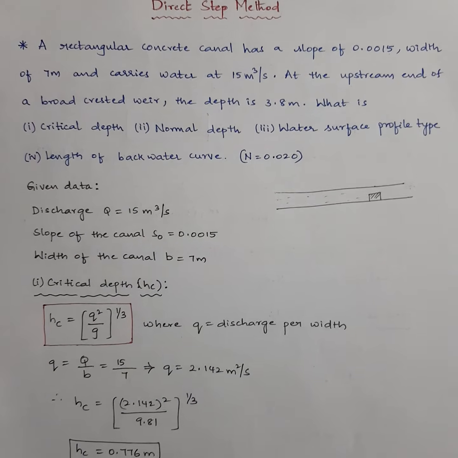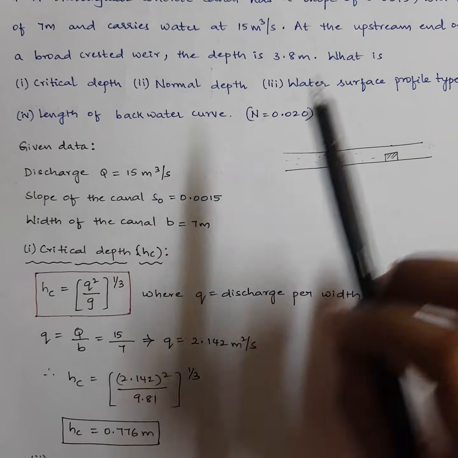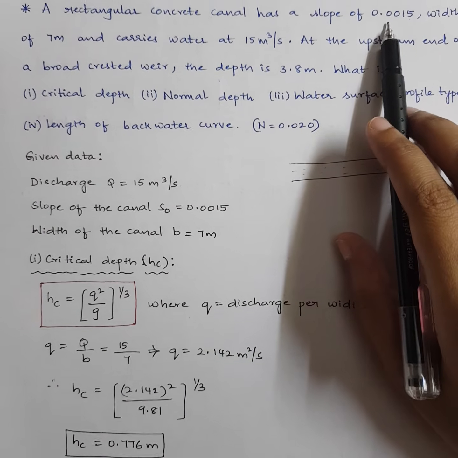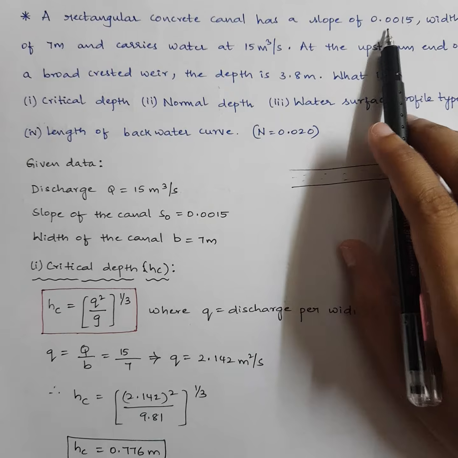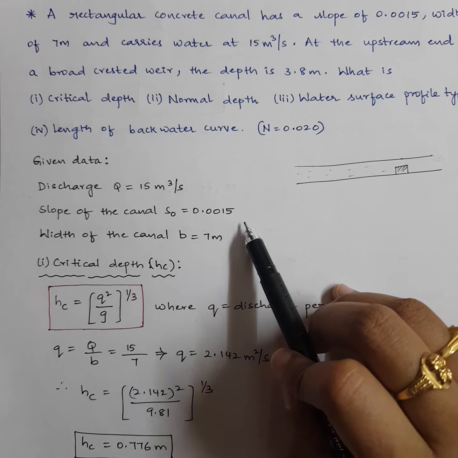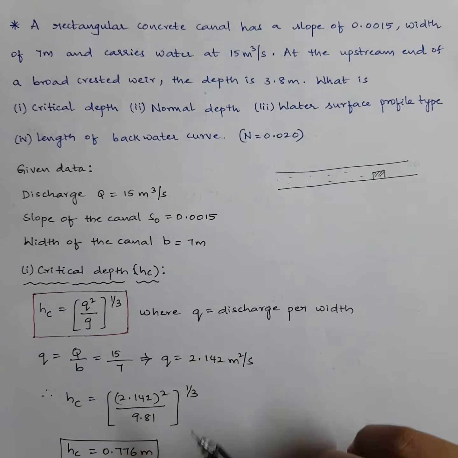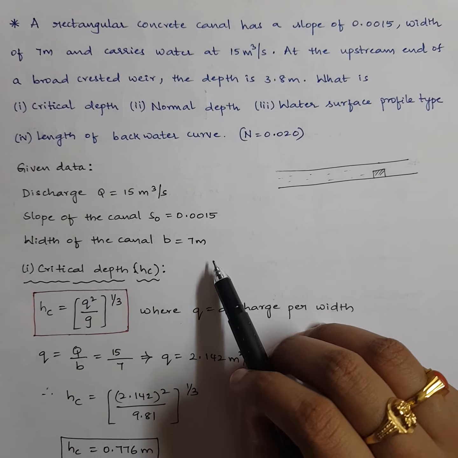Let's write the given data first. Discharge is 15 meter cube per second. Slope of the canal is given. Slope of the canal or channel is S0, which is nothing but the bed slope. So S0 is equal to 0.0015, and the width of the canal is given to us. It's a rectangular canal, so the width is B, which is 7 meters.